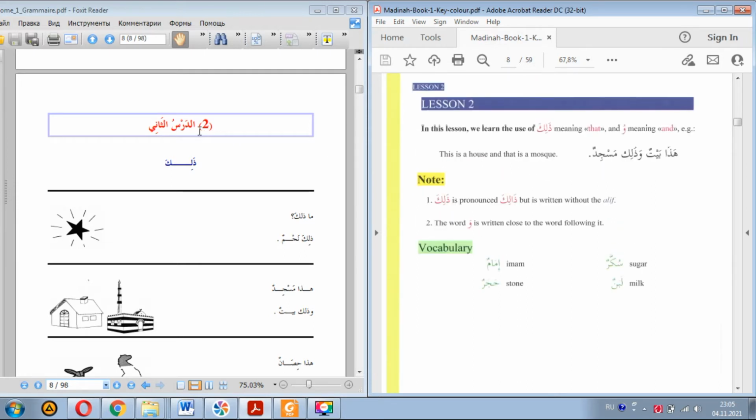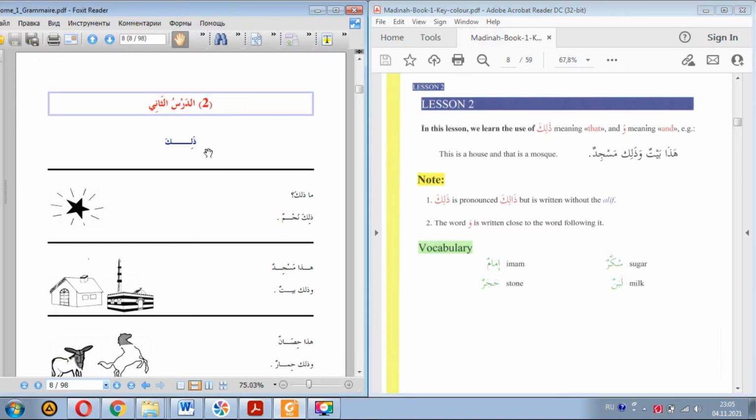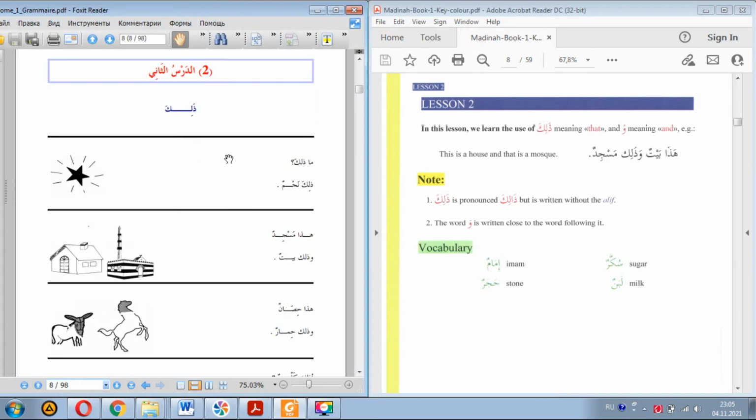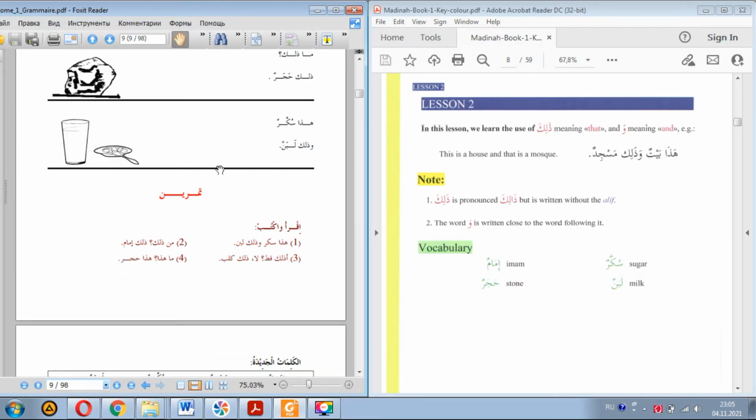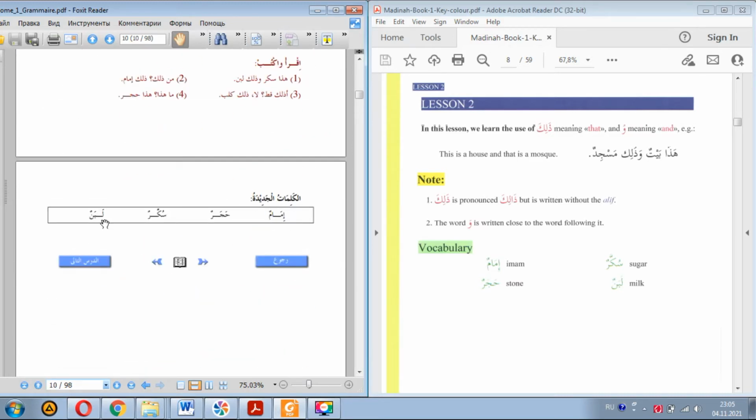الدرس الثاني. Then we moved forward to the second lesson, and we learned a new pronoun, ذلك. We learned how it's pronounced, ذلك, and that it's an exception. You just need to memorize how it's pronounced, ذلك. And then we learned at least 4 new words.